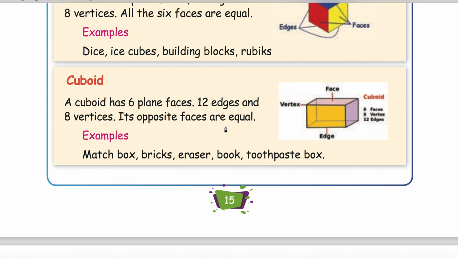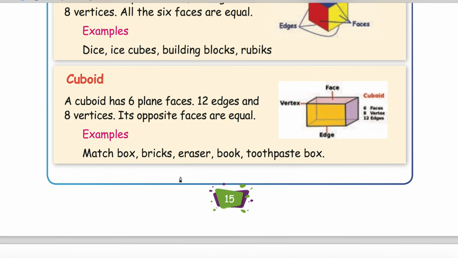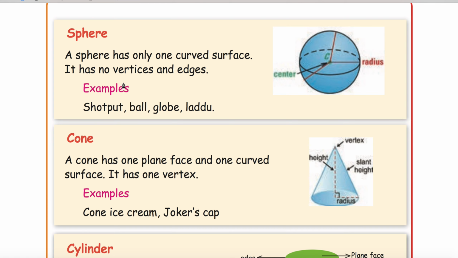Cuboid has 6 plane faces like your cube, 12 edges also, and 8 vertices. Opposite faces are equal. This one is equal to this one. This one equal to this one. Examples: matchbox, bricks, exercise book, toothpaste box. Okay. Sphere has only one curved surface. It has no vertices and no edges. Okay. Examples: shot put, ball, globe, laddu.